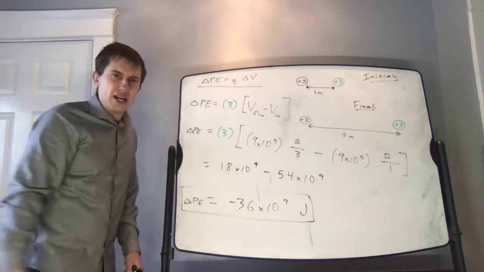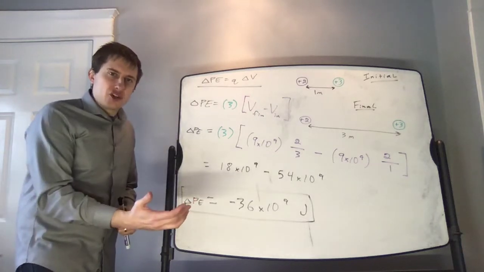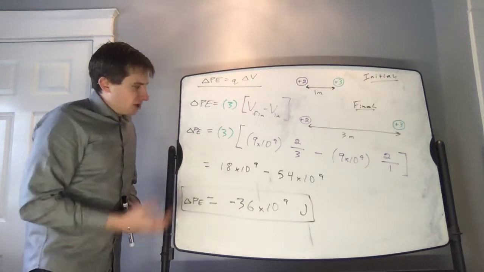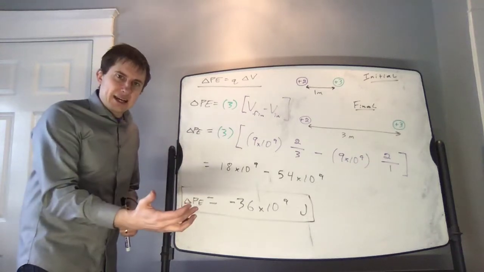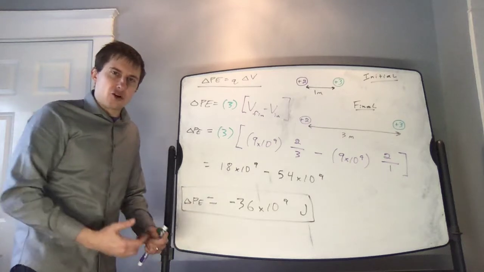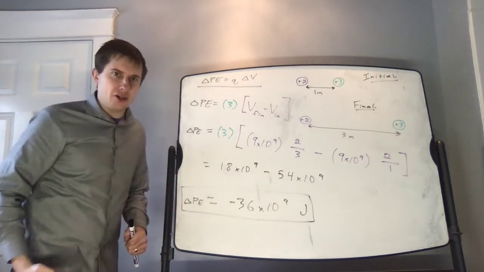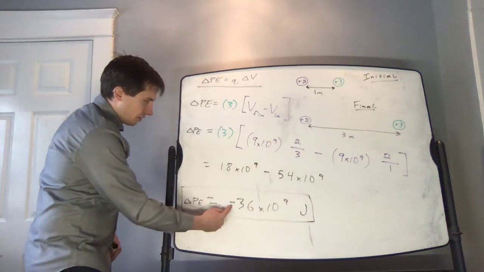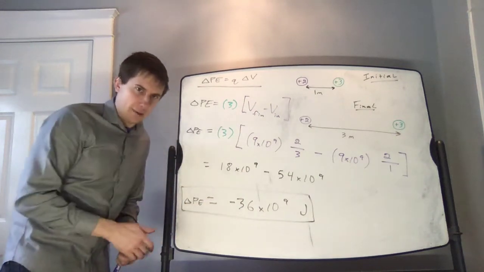It will accelerate away. The +3 charge will gain kinetic energy as it moves away. If the +3 charge is gaining kinetic energy, I expect there to be a corresponding loss in potential energy. And indeed, what we found was the change in potential energy was negative, so that's okay.